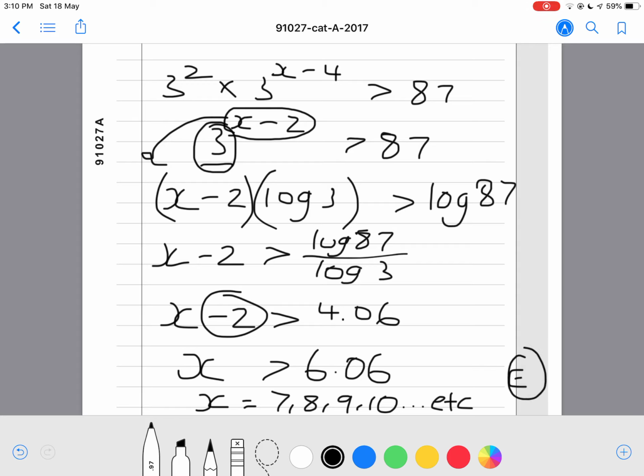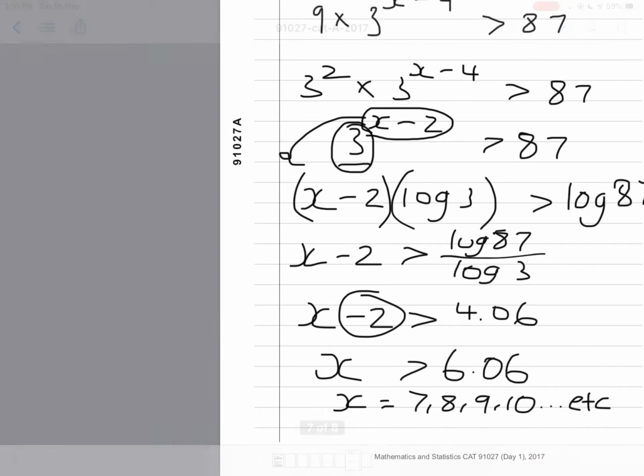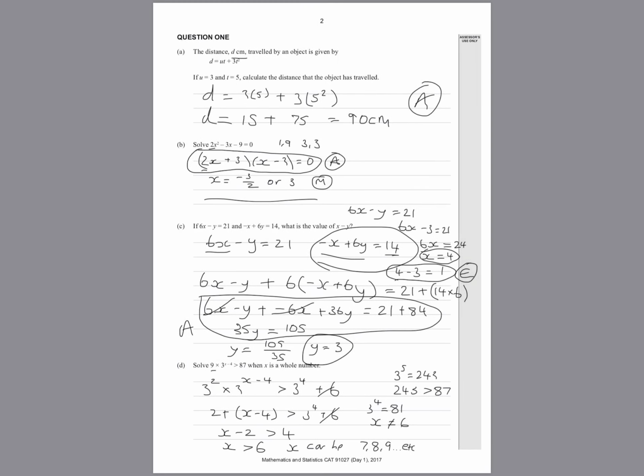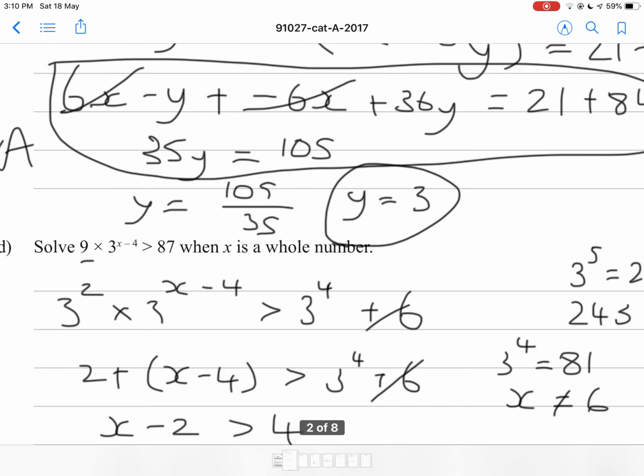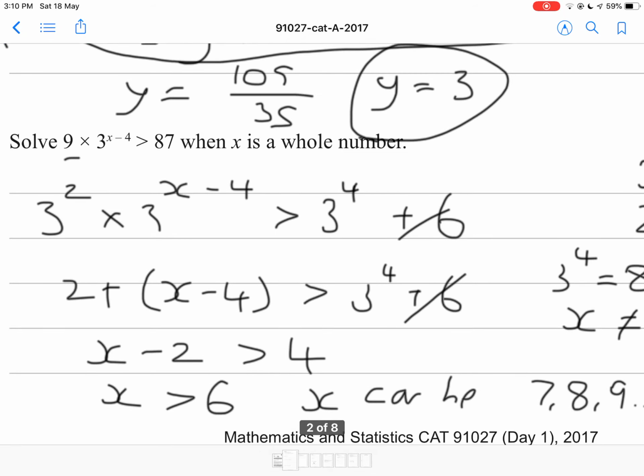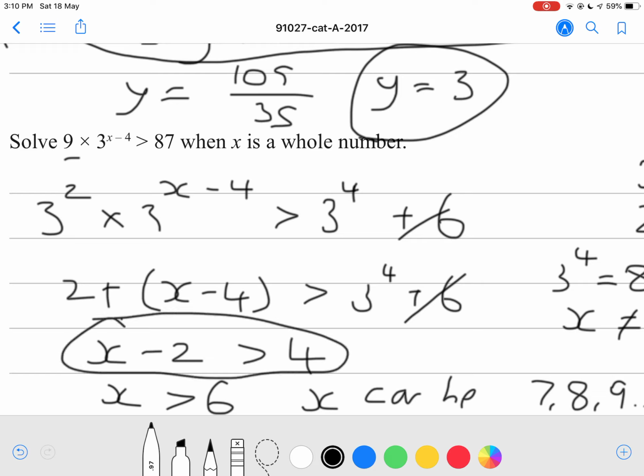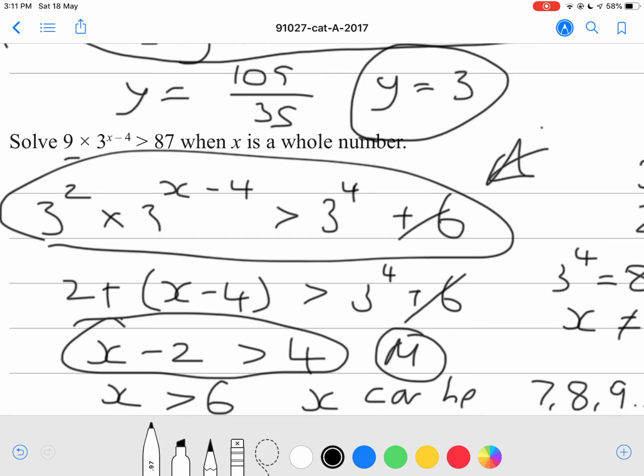To get a merit grade, you're looking at being able to combine the indices. So if I go back here, being able to do this will get you a merit. And to get an achieved, you're looking at being able to express in index form. So this will get you an achieved.